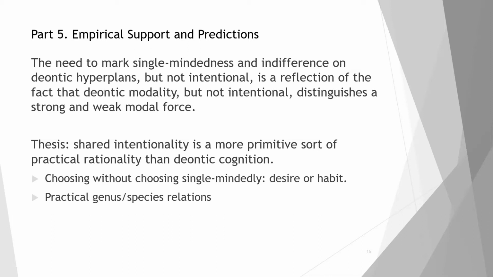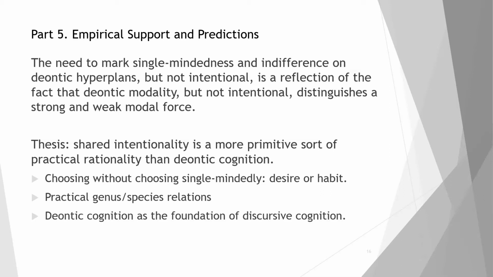Furthermore, with the notion of single-minded choice, you can discriminate practical genus-species relations. When I've planned on choosing indifferently between two suits as ways of satisfying my single-minded choice to dress professionally, I'm in practice classifying dressing in suits as determinations of the determinable, or a species of the genus, dressing professionally. And I think the case can be made that deontic cognition is the foundation of discursive cognition, in the sense that it involves this kind of self-bindingness, this self-government. Because a human being in the Kantian context is an agent that acts not only in accord with a rule, but on the basis of a recognition of its propriety.